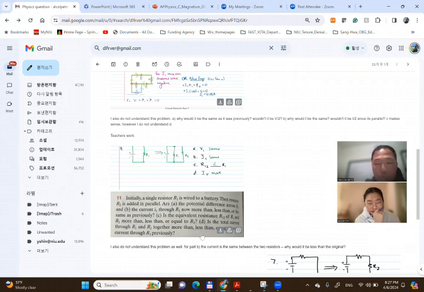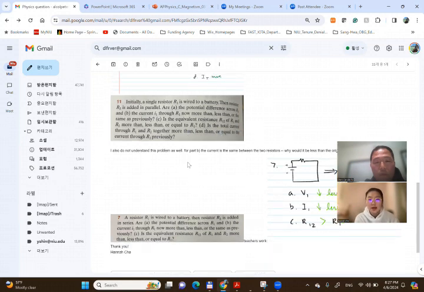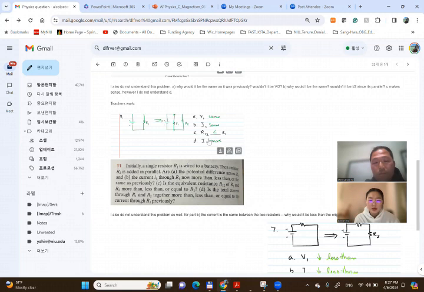Together more than less. And I can see. Okay. Equal to the current. Yeah, the total current should be more than I1 alone. Right, right. But I don't know why she said for B the current for I1 is the same. No, it cannot be the same.